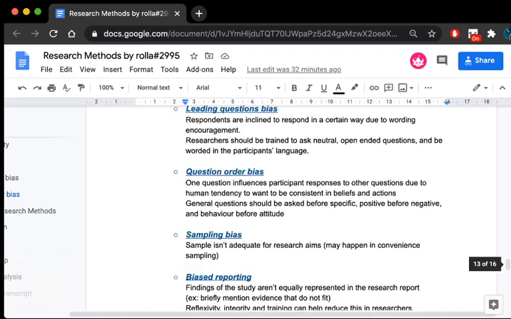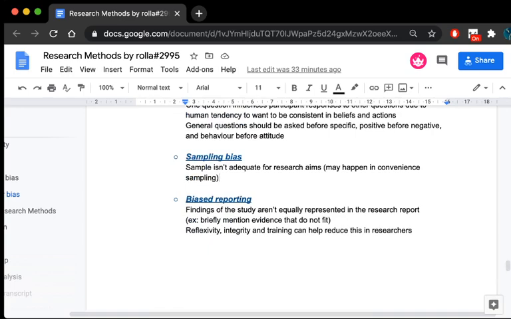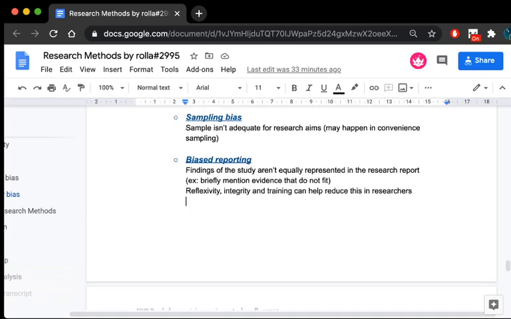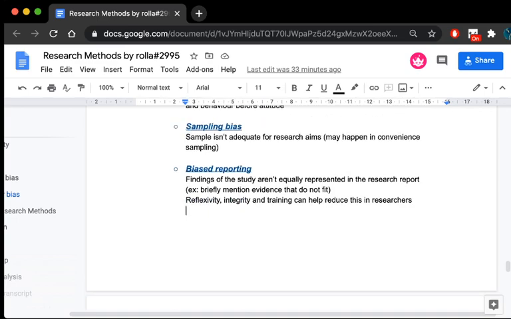Next, we have sampling bias. This may happen when you have convenience sampling. Basically, the sample isn't adequate for the research aims. This probably happens when you recruit random people to talk about a certain topic. The person might not always have knowledge on the matter, so there might be sampling bias from it.